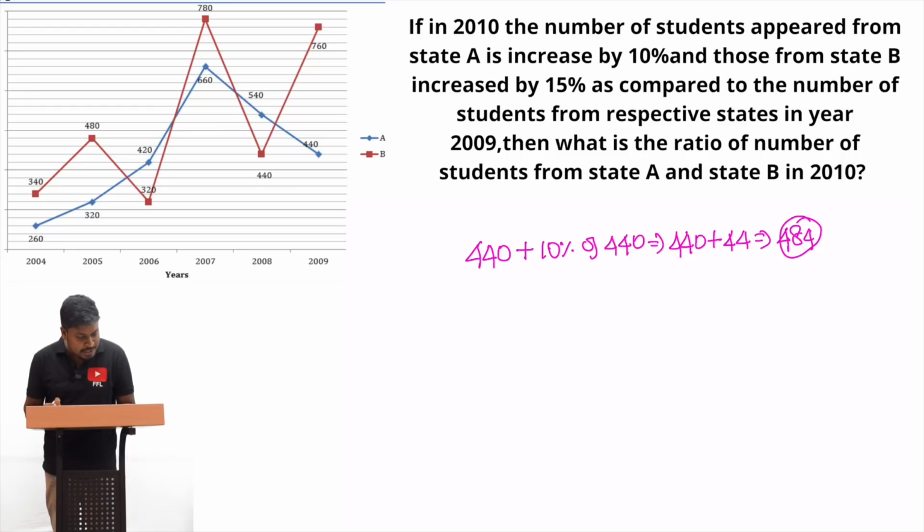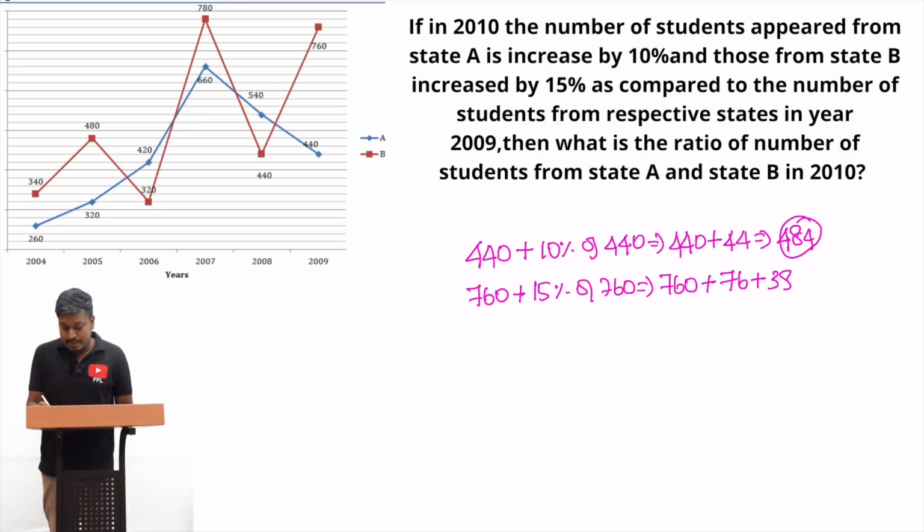Similarly, the next value is state B, which is increased by 15% as compared to the previous year. State B is 760. Out of this 760, 15% is increased. So 10% of 760 will be 76. 5% will be 38. So if you add all these values, 874. Yes. So now we need to find the difference. Just find the ratio, 484 to 874.